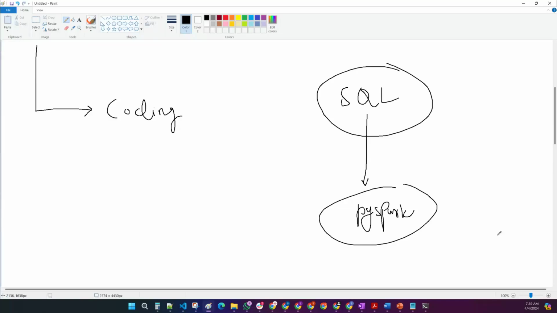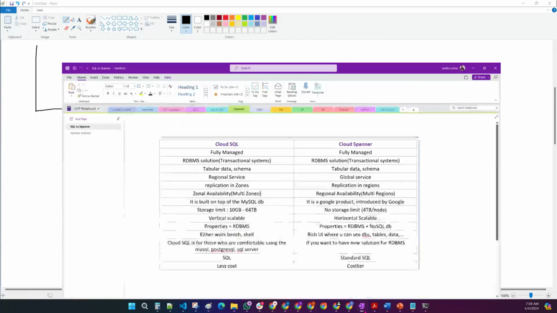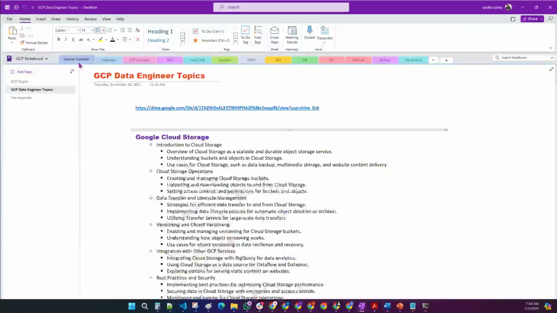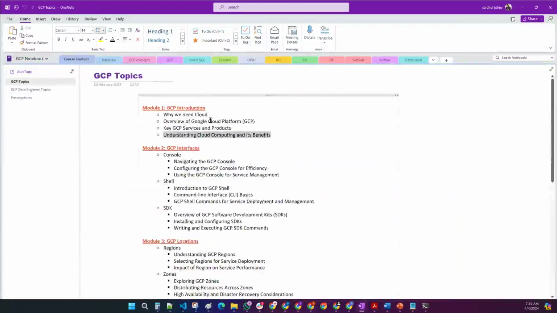Any other questions, anyone? Okay. From tomorrow onwards, we are going to start with our first topic, the basic concepts on why we need the cloud platform. I will tell you that, and you are going to get a better understanding of why we actually need the cloud platform. That gives you a very good understanding.